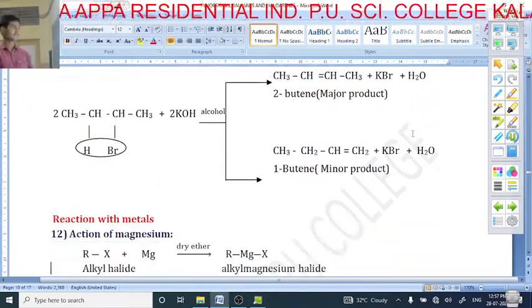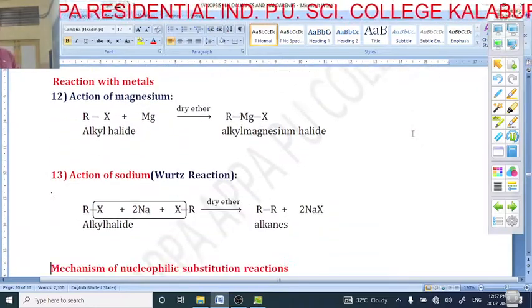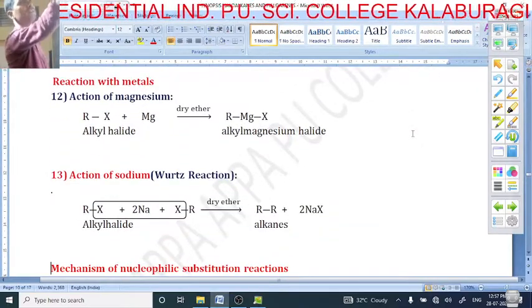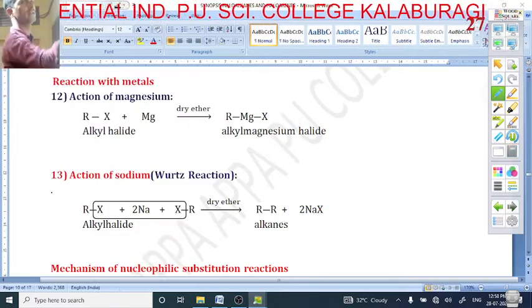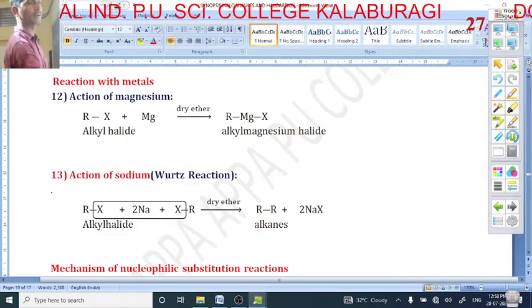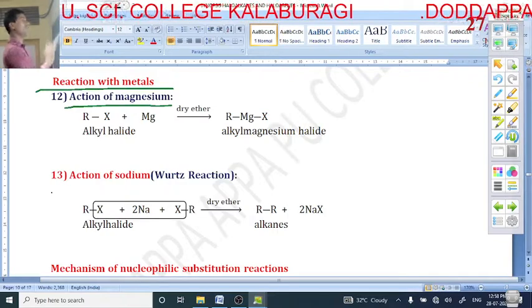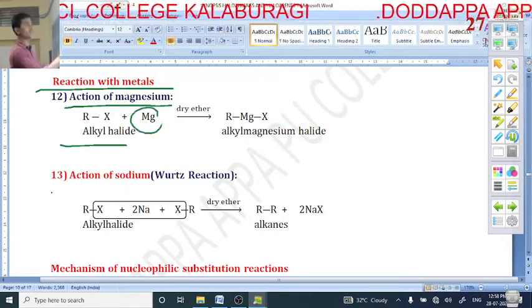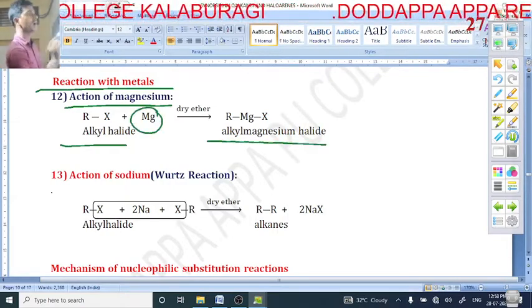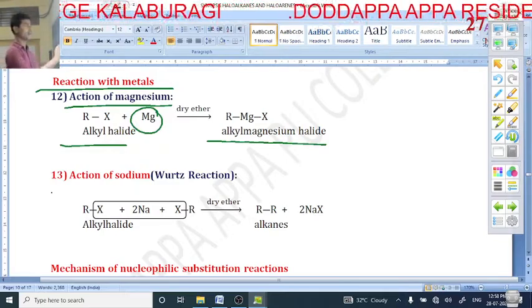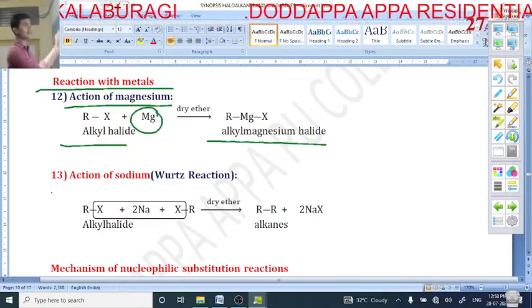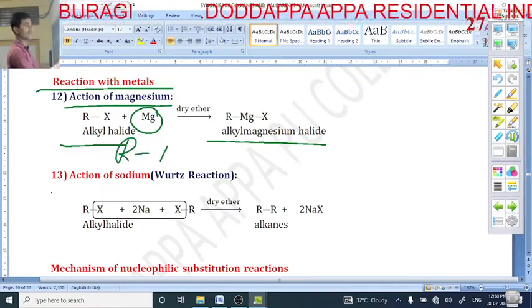Next is reaction with metals. This is a very important reaction. First, the action of magnesium: alkyl halide reacts with magnesium and gives alkyl magnesium halide. R is an alkyl group and X is a halide.